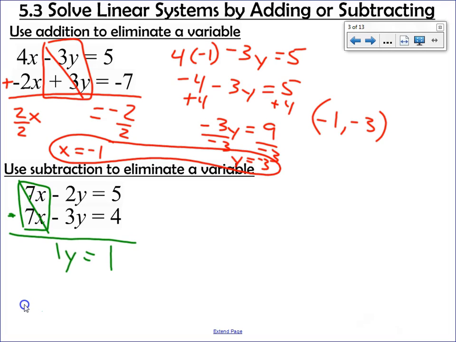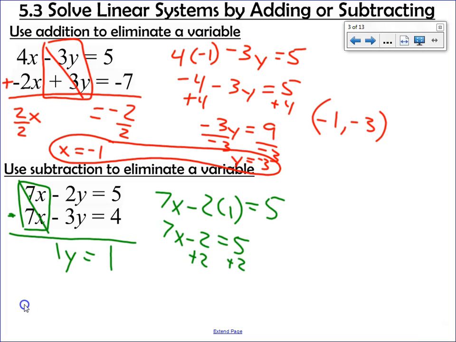So y is 1. Substitute back in. Just choosing the top equation just for convenience. It doesn't matter which one I choose. 7x minus 2 equals 5. Add 2 to both sides, so 7x equals 7. Divide by 7, x equals 1. So my final coordinate would be 1, 1, if I were to graph it.